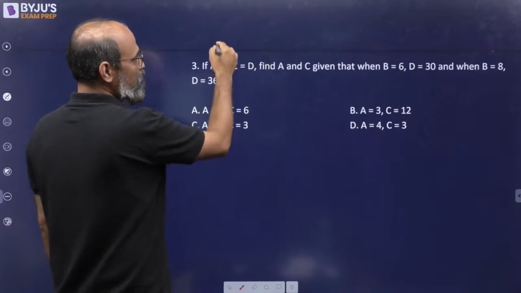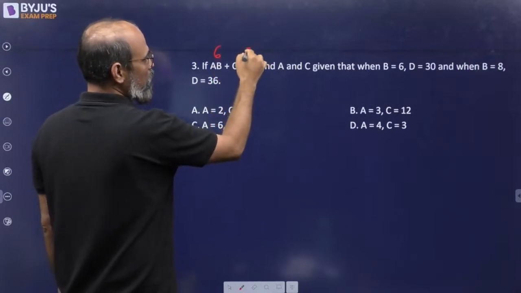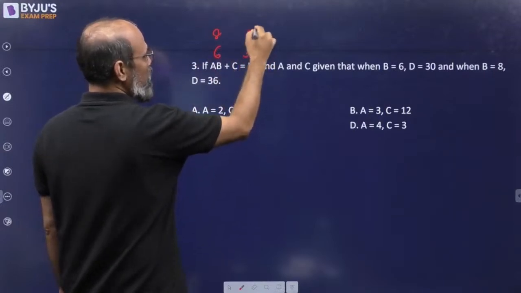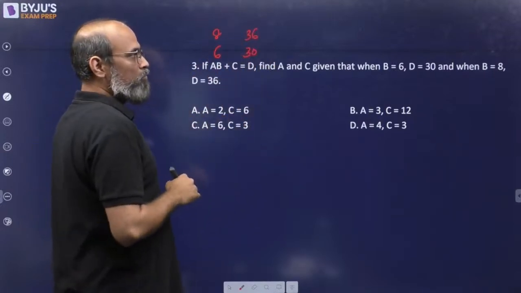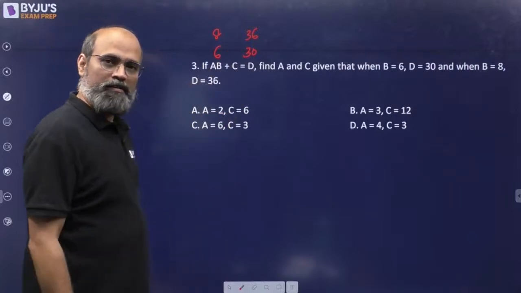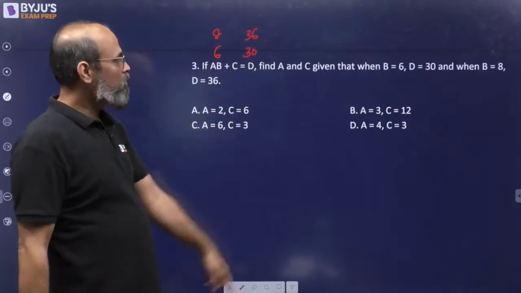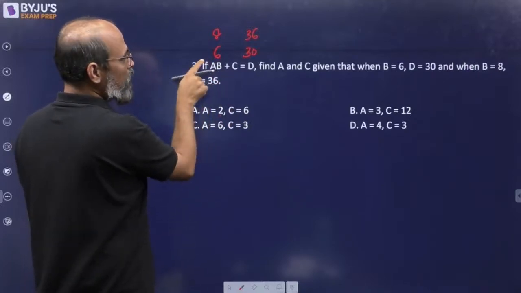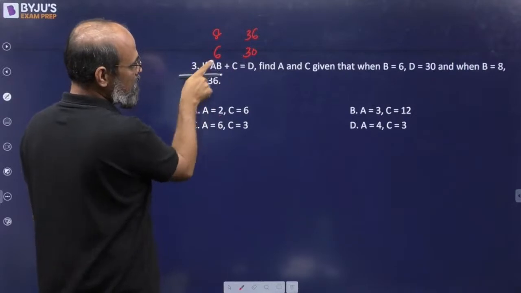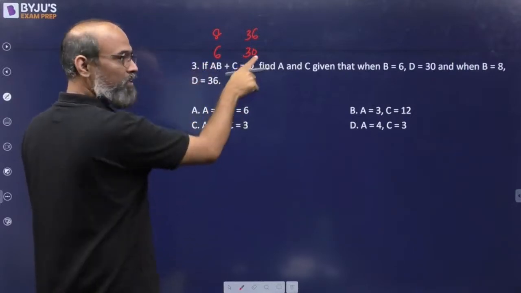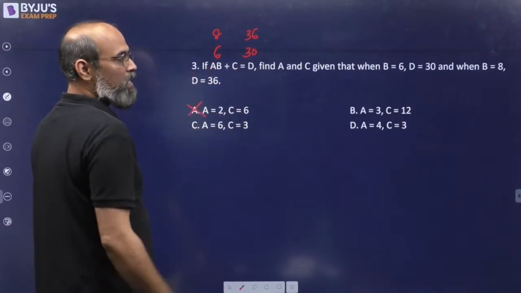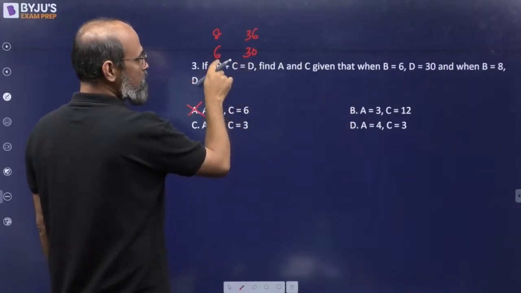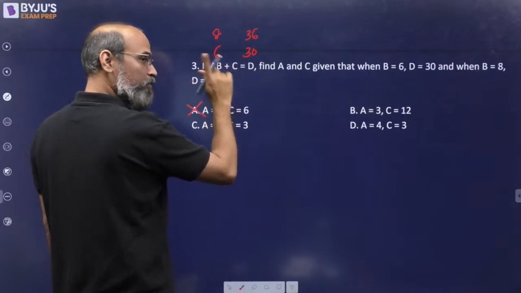It's given that when B is equal to 6, D is equal to 30. And when B is equal to 8, D is going to be 36. तो इसको solve नहीं करने बैठेंगे, time waste नहीं करेंगे. Options. Suppose A is equal to 2 and C is equal to 6. If I put A as 2 and C as 6, 6 into 2 plus 6, is it 30? Nope. Next one, A is equal to 3 and C is equal to 12. 6 into 3, 18 plus 12 is 30.